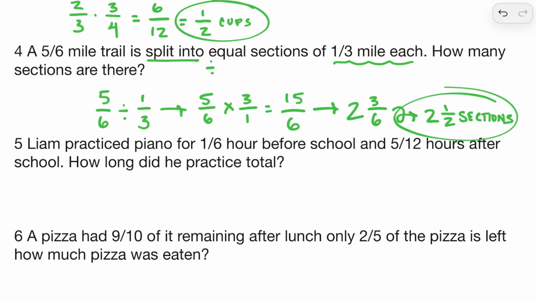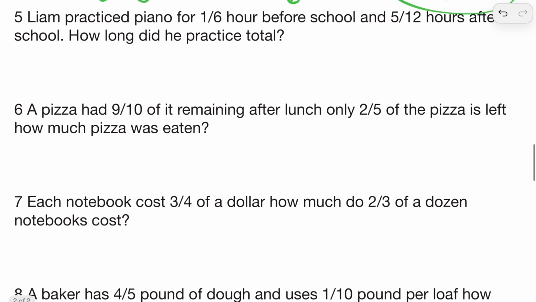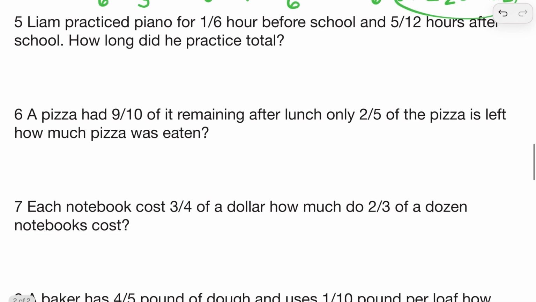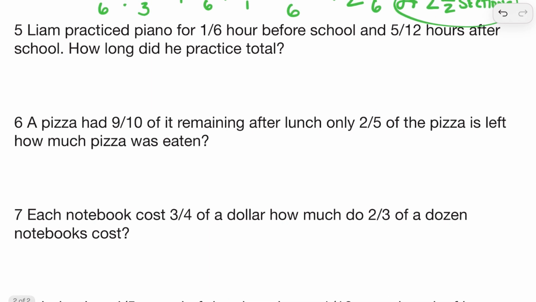Let's go ahead and do number 5. It says Liam practiced piano for 1/6 hour before school and 5/12 hours after school. How long did he practice total? This is another addition problem. So we're going to do 1/6 plus 5/12. We only need to change this one because 6 is a factor of 12, and so we can change this to 2/12 plus 5/12, which is equal to 7/12 hours.